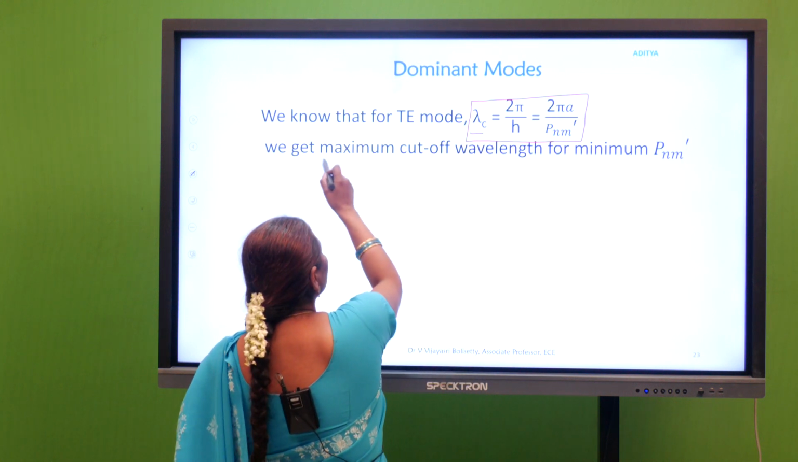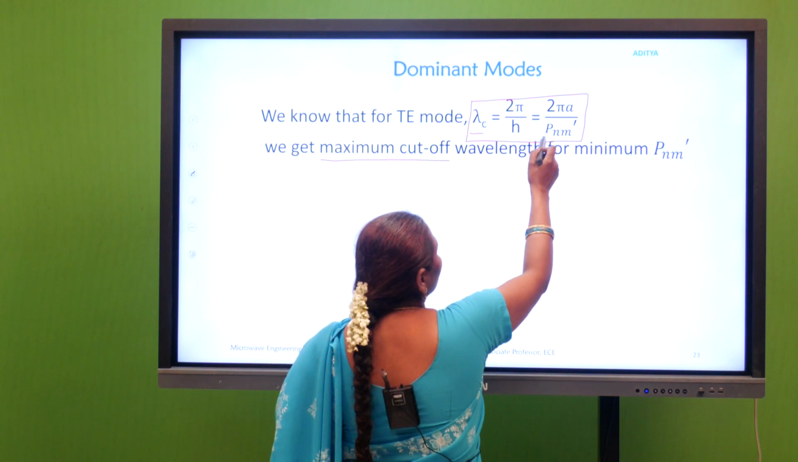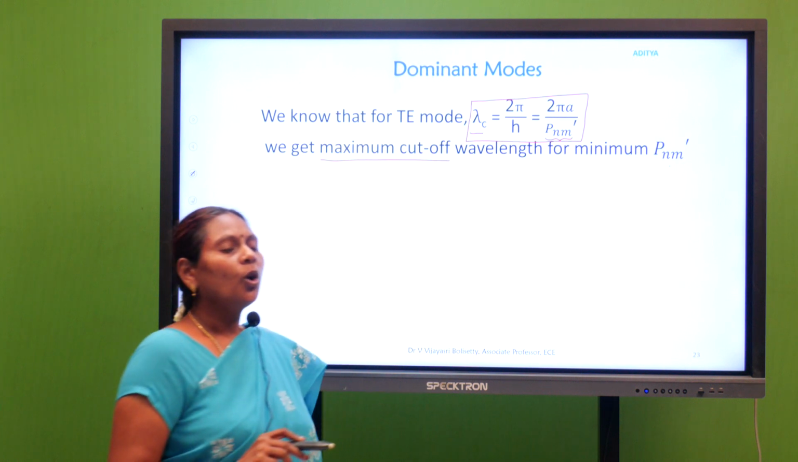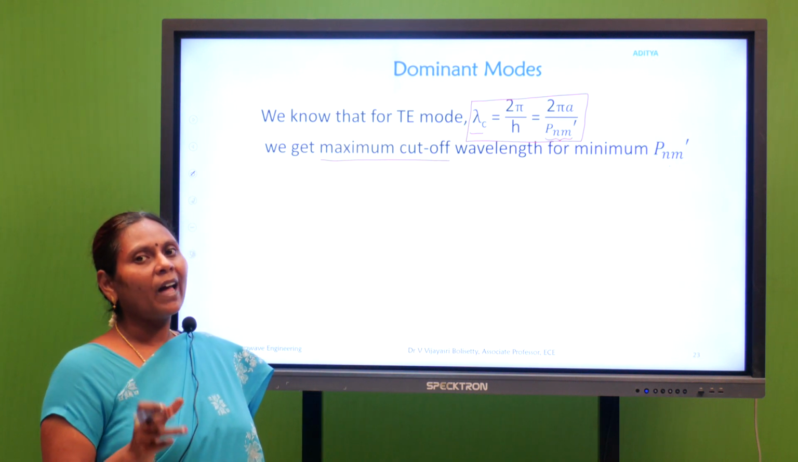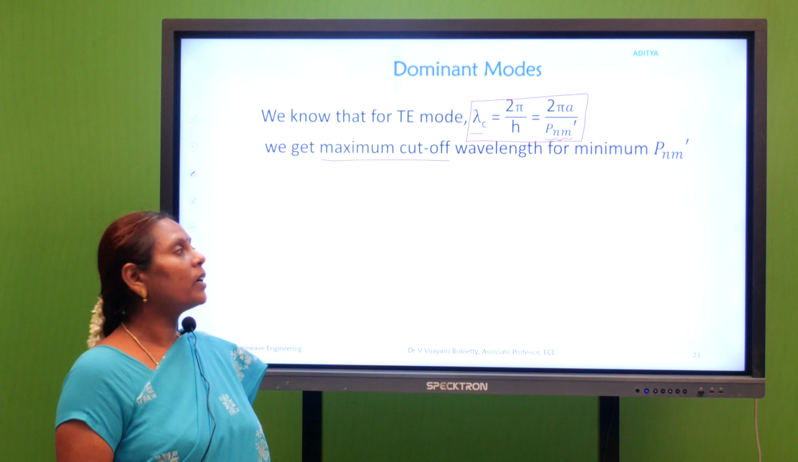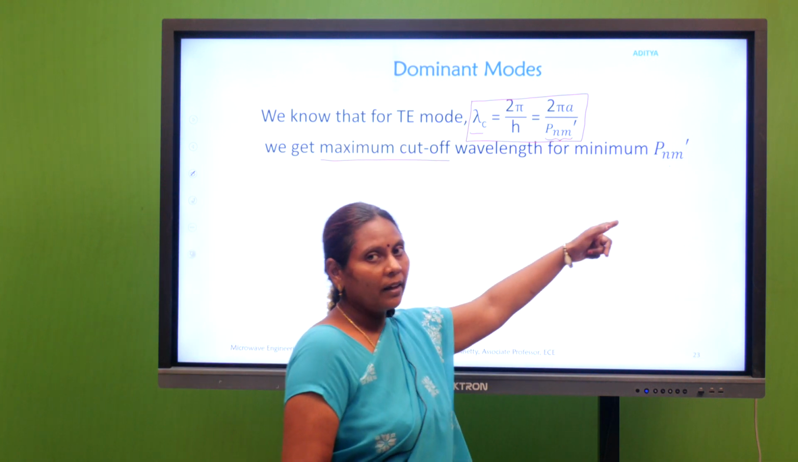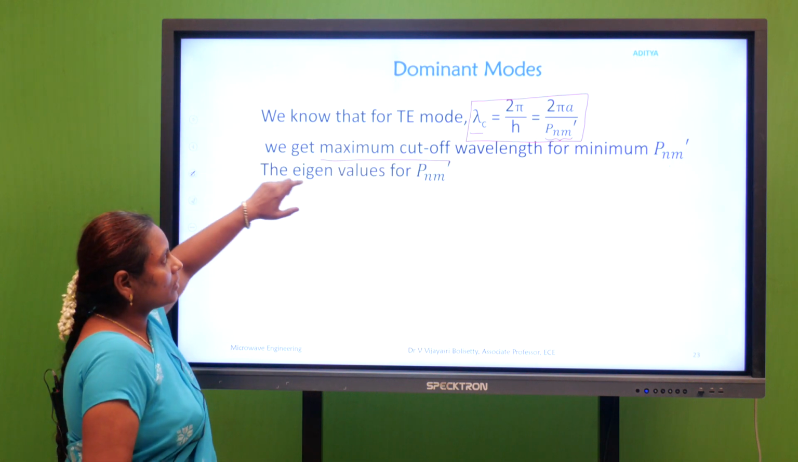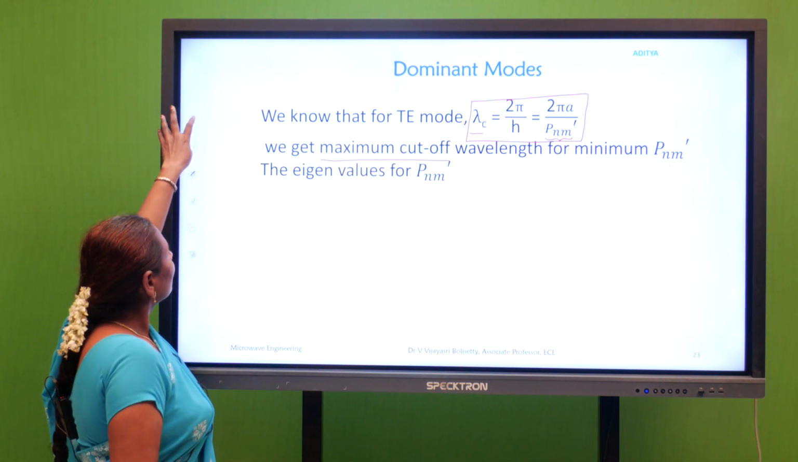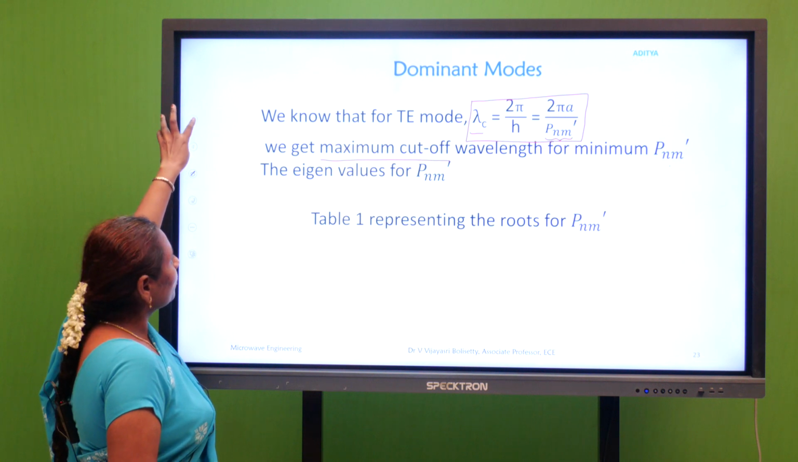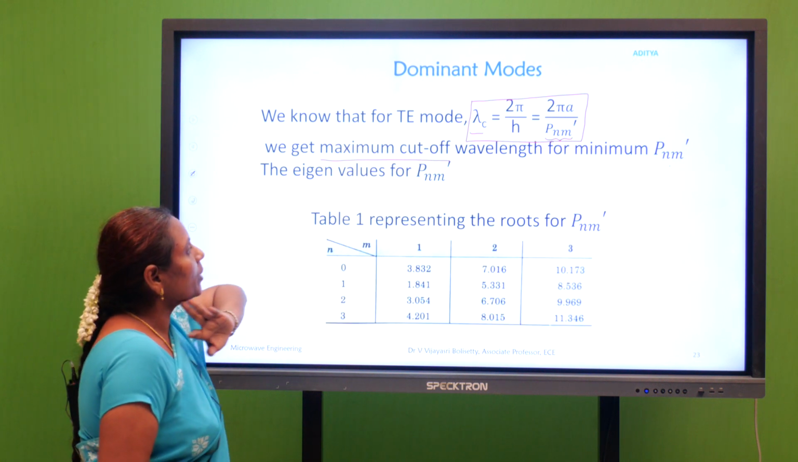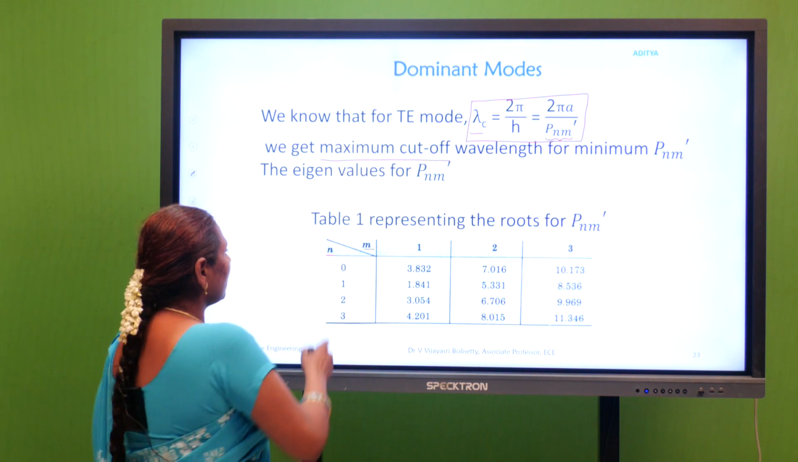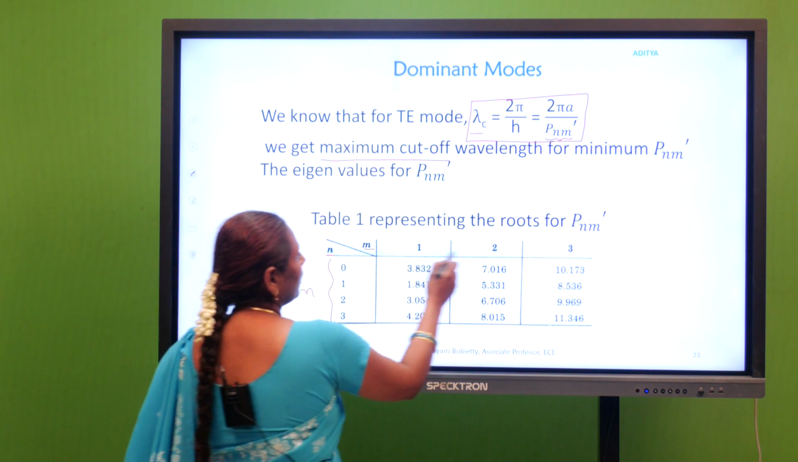So, for getting the maximum lambda c, we require the denominator to be small, that is Pnm dash should be small. So, we need to know what the eigenvalues are for different values of n, m. Now let us simplify this for obtaining Pnm dash. Then we have a table representing the roots of Pnm dash for different values of n and m. These are for n and these are for m.